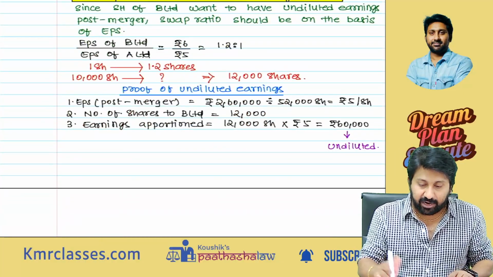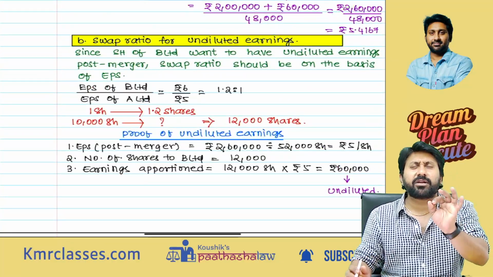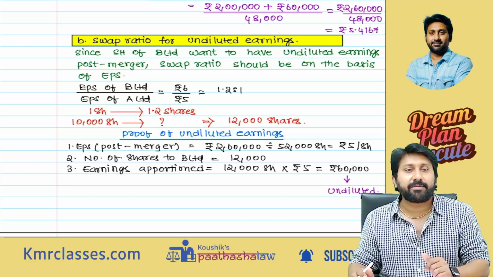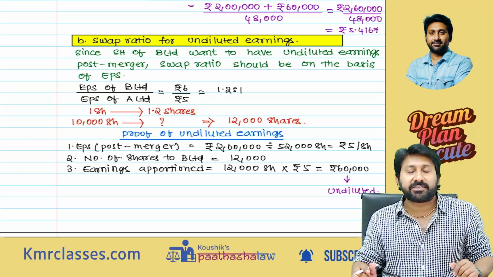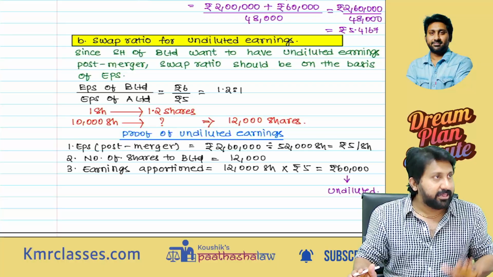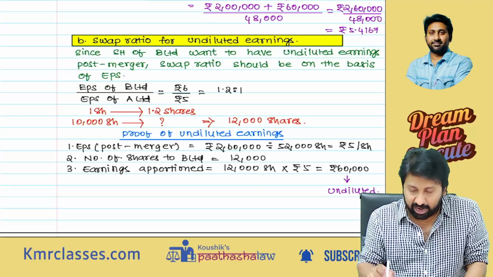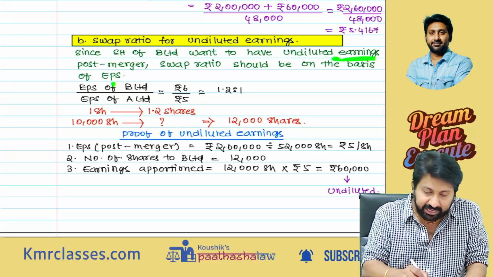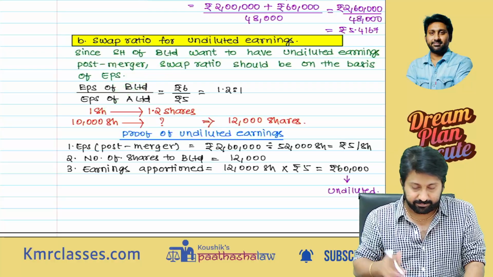Next, undiluted earnings. Whenever a question comes that EPS should not decline after merger, or MPS should not decline after merger, that is the model you have to use to calculate the swap ratio. In this question, earnings should not decline. Therefore, take the swap ratio on the basis of earnings. That's it.